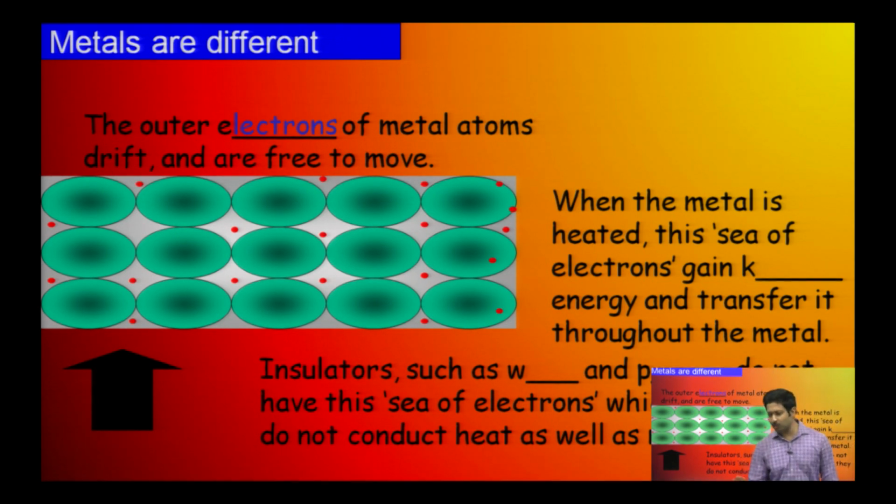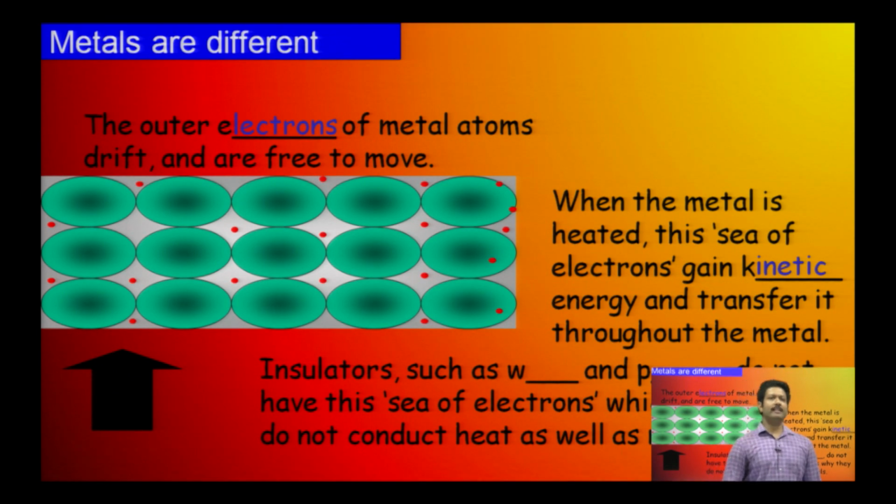If those electrons are in an electrical circuit, they will carry charges, and if they are in a heat circuit, they will carry heat. Okay, so the outer electrons of the metal atoms drift. So from point A to point B, from one atom to another atom, they keep on bouncing. The more the number of free electrons, the better will be the heat transfer, or the better will be the charge transfer in an electrical circuit.